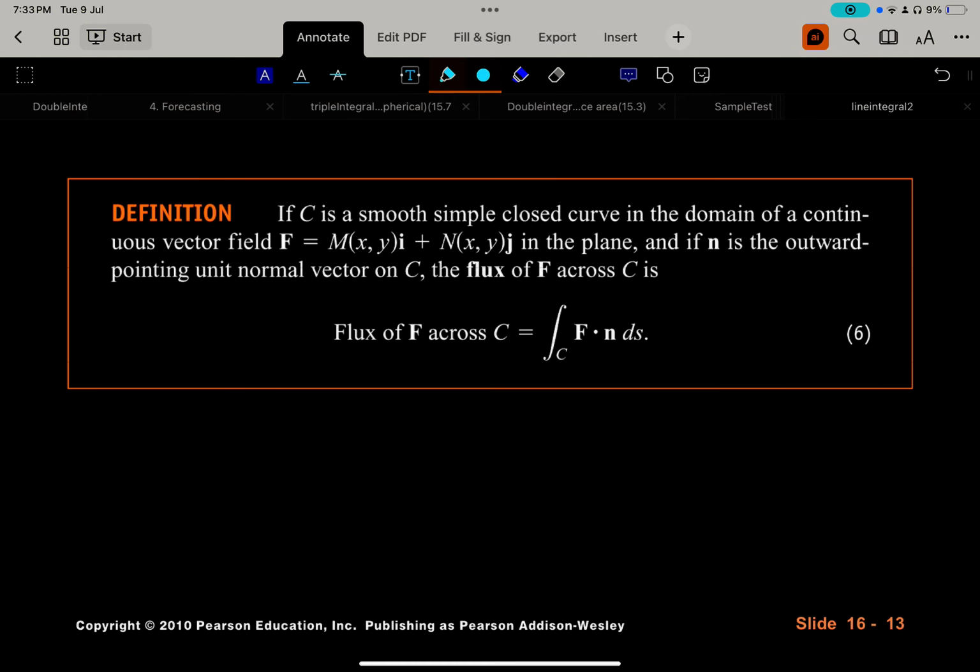And now let's define the flux. What is the flux? So, definition. If C is a small simple closed curve in the domain of a continuous vector field F = M(x,y)i + N(x,y)j in the plane. Okay, so this is our vector field, as you can see.